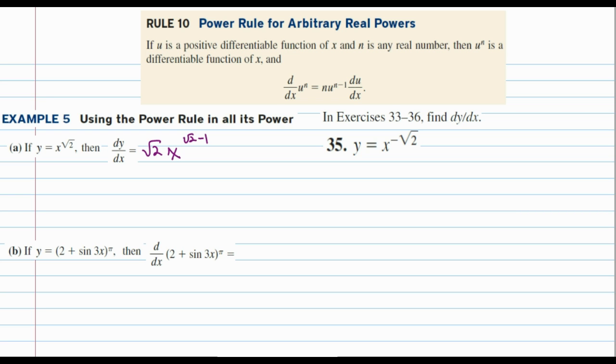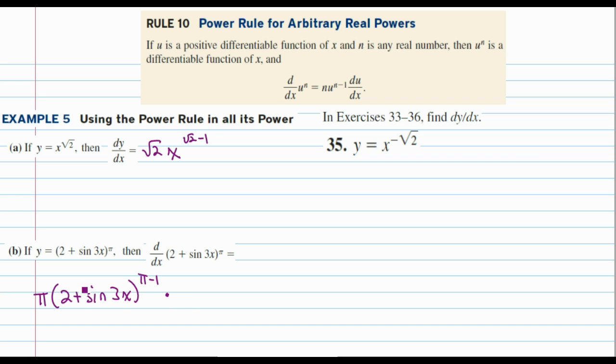You don't need to estimate with the decimal. Part B. Looking like we have a little chain rule in this situation. The derivative of (2 plus the sine of 3x) to the pi. So I'm going to first deal with the pi on the outside. So I have this expression to an exponent. That's going to be pi, and I'm going to leave the inside alone. So 2 plus sine of 3x, now to the pi minus 1.